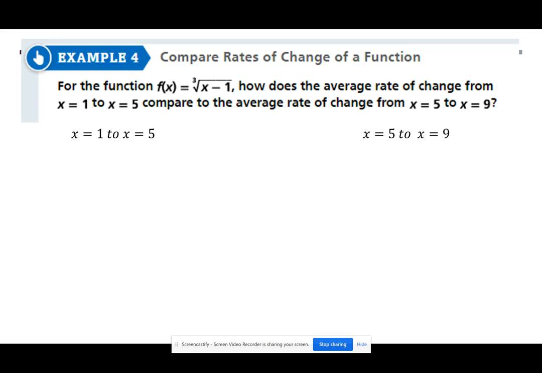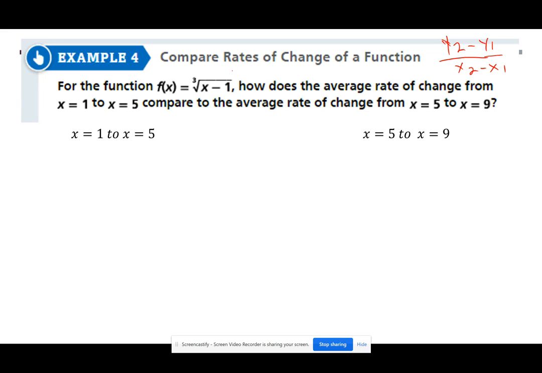Okay, so this is a big one. It's just like when we did square root. It's just like when we did quadratics and linears. We're comparing rate of change. So the rate of change formula is y2 minus y1 over x2 minus x1. We use that every single time you see rate of change.